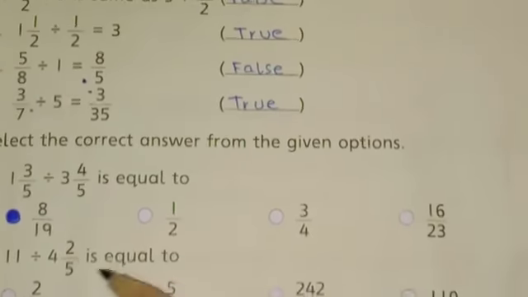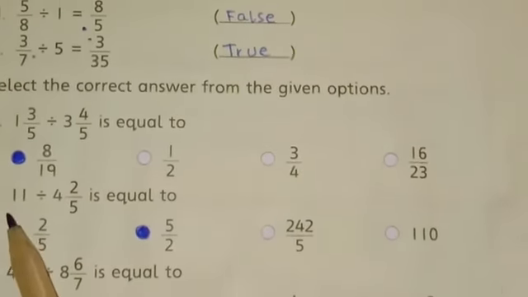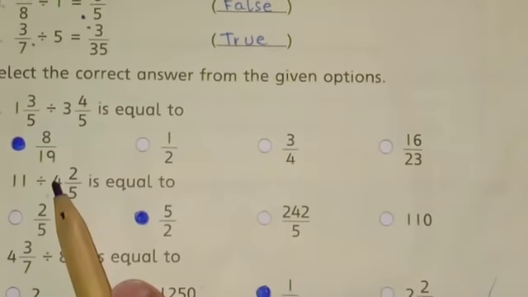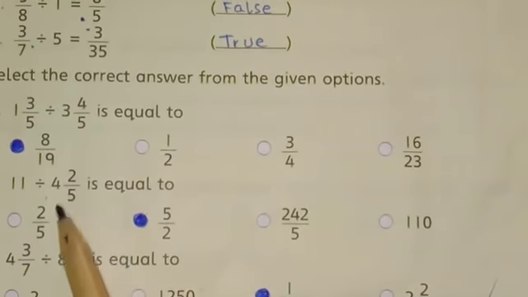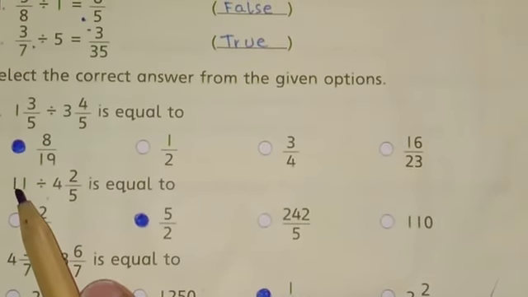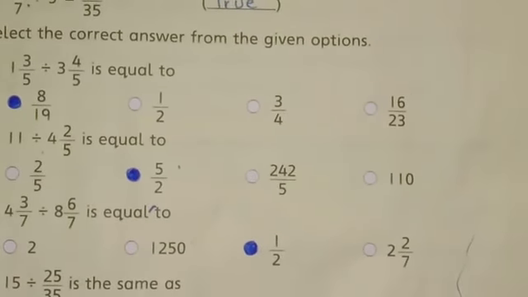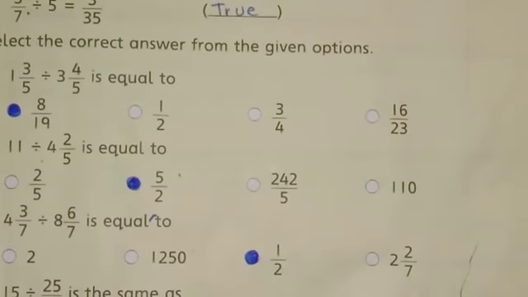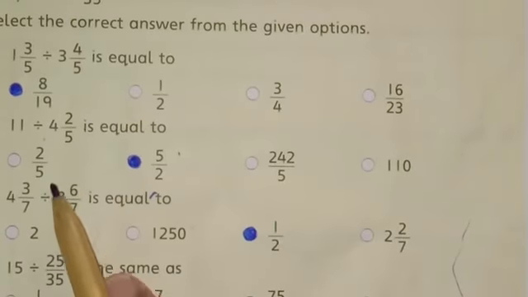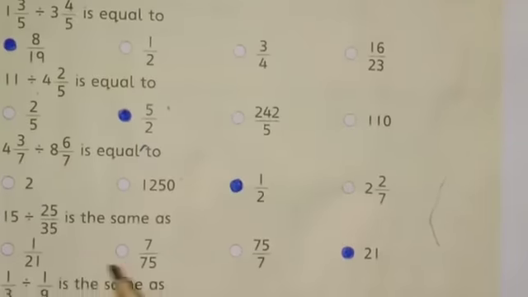after taking reciprocal of second term, answer will be 8 over 90. B part, 11 divided by 4 whole 2 over 5 is equals to, now after taking reciprocal, it will become 22 over 5, and after doing cutting with it, answer will be 5 over 2. Now C part is 4 whole 3 over 7 divided by 8 whole 6 over 7 is equals to, after taking reciprocal of second term, answer will be 1 by 2.